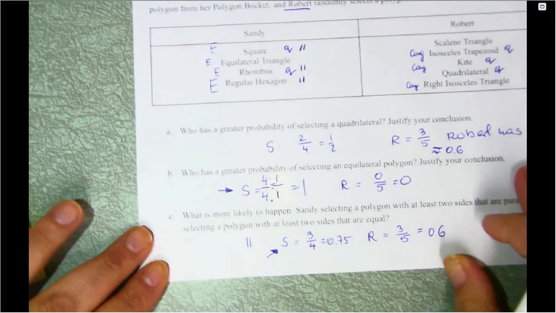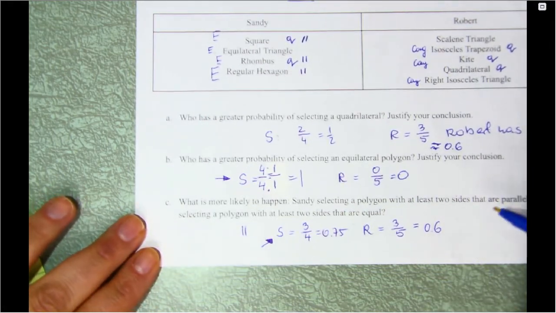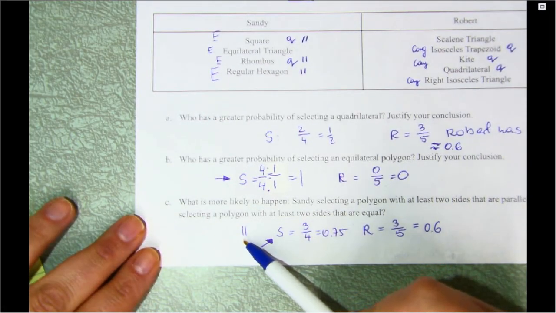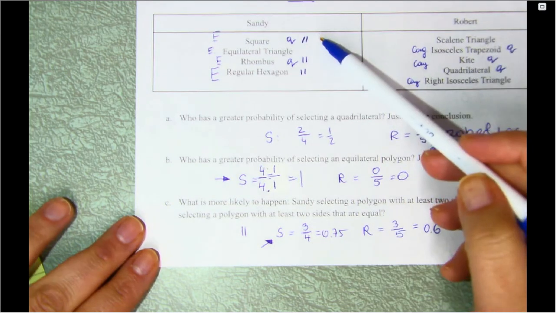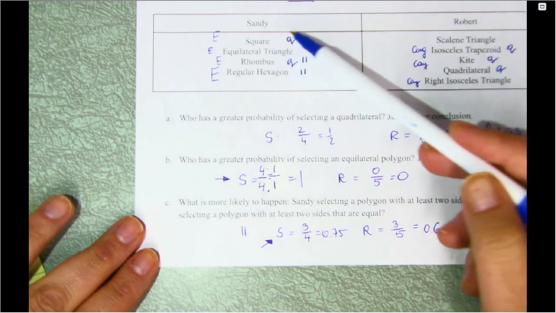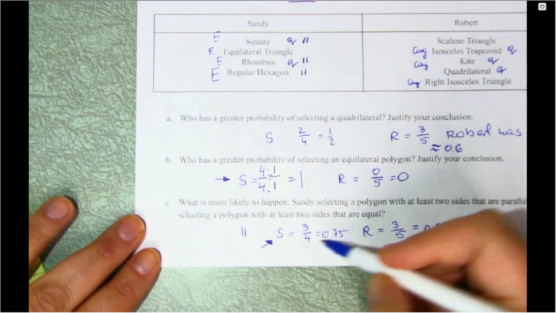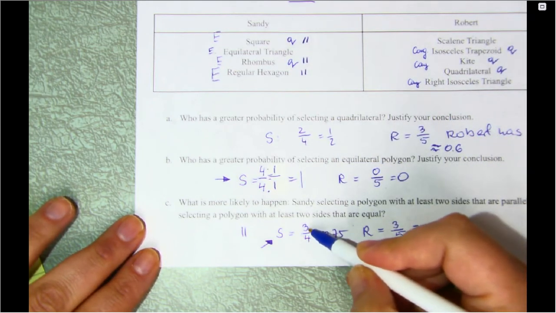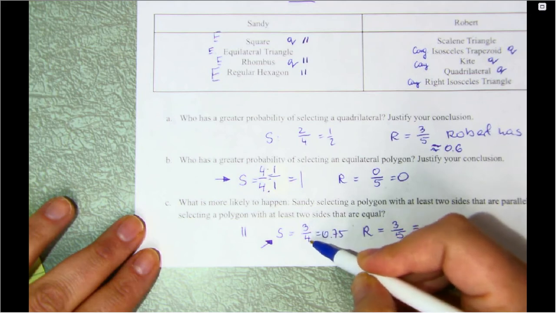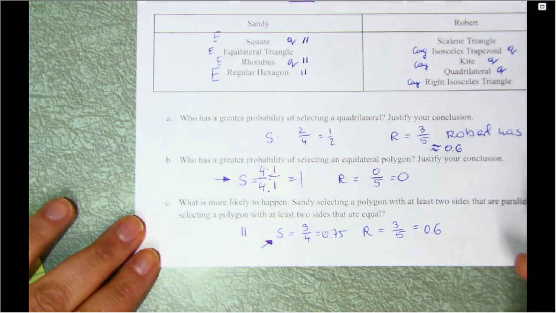And the last problem is asking for parallel for Sandy. One pair of parallel sides. So square, rhombus, and hexagon. So her probability will be 3 over 4. 3 that have parallel lines and 4 total.